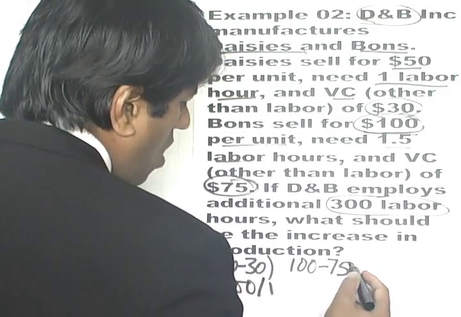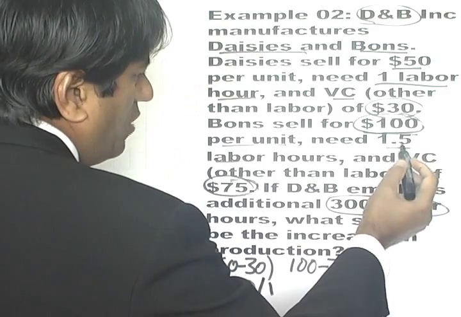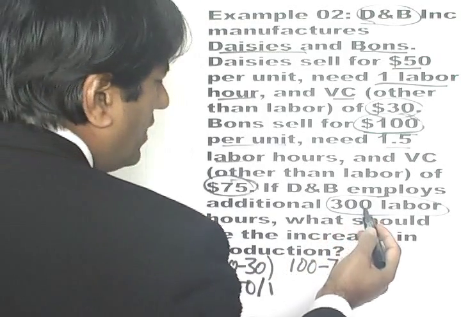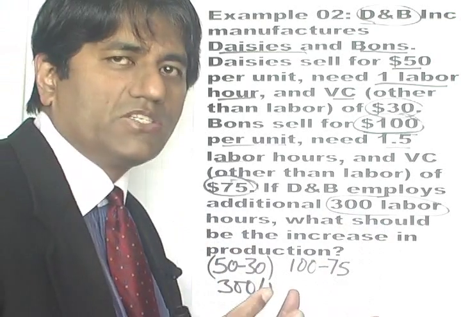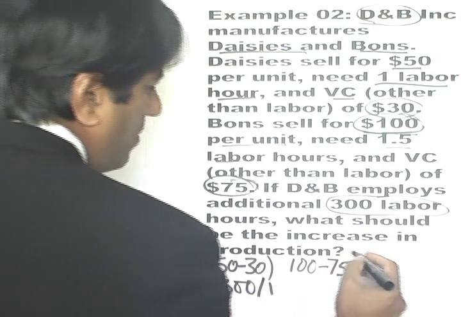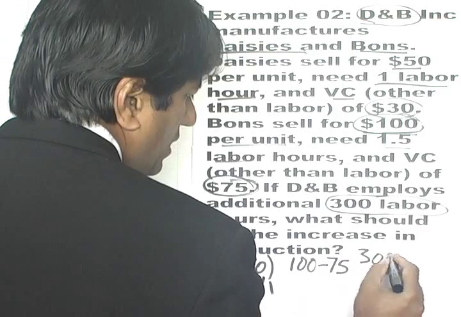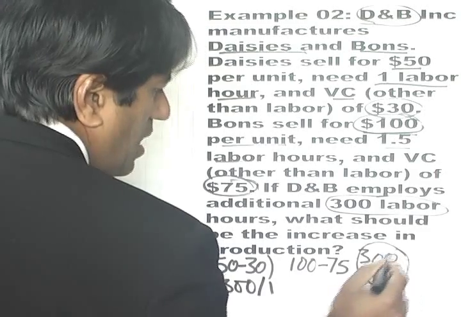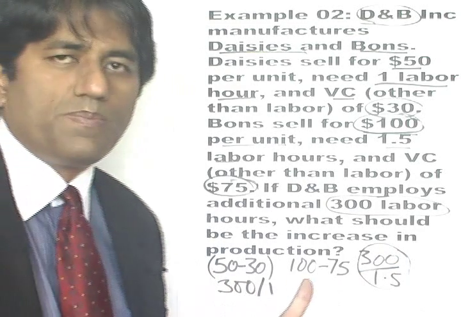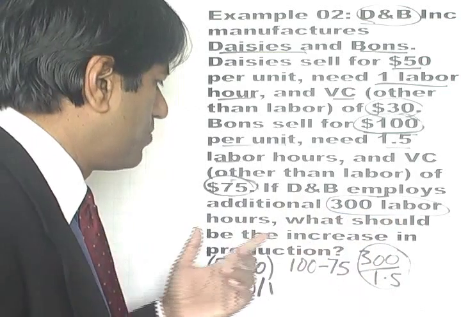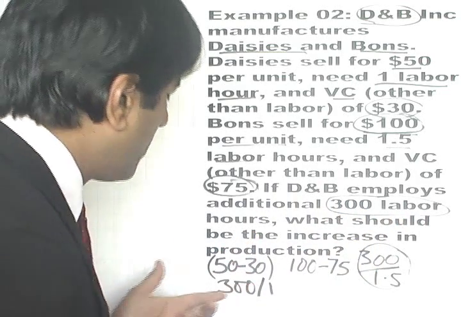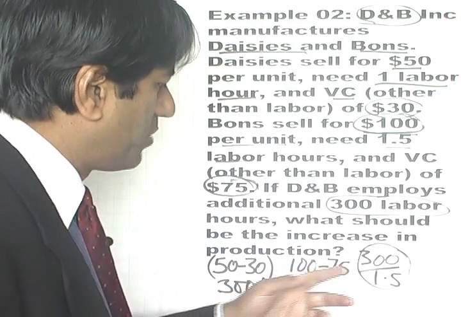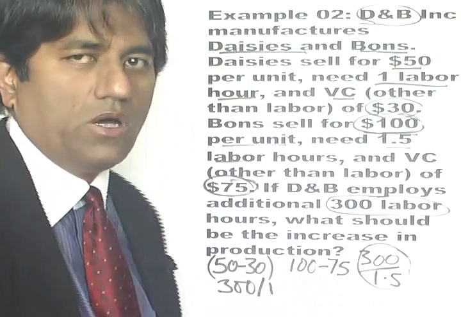Now, as for bonds, each bond requires 1.5 labor hours, and 300 extra labor hours would produce 300 divided by 1.5. So if you use that extra labor hours to produce daisies, you would have 300 more daisies, whereas if you use that to produce bonds, you would only have 200 more bonds.